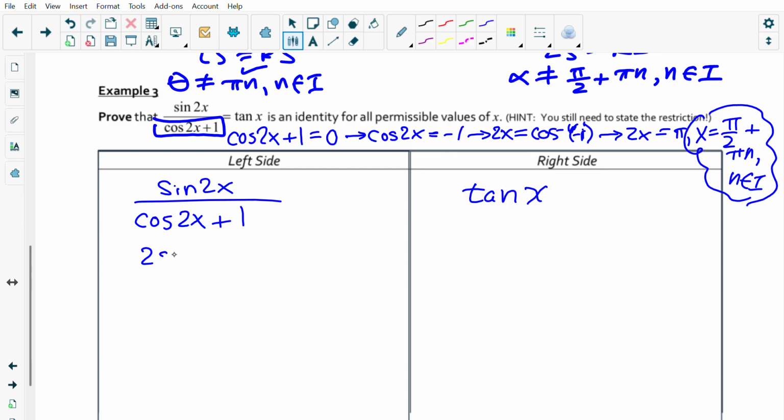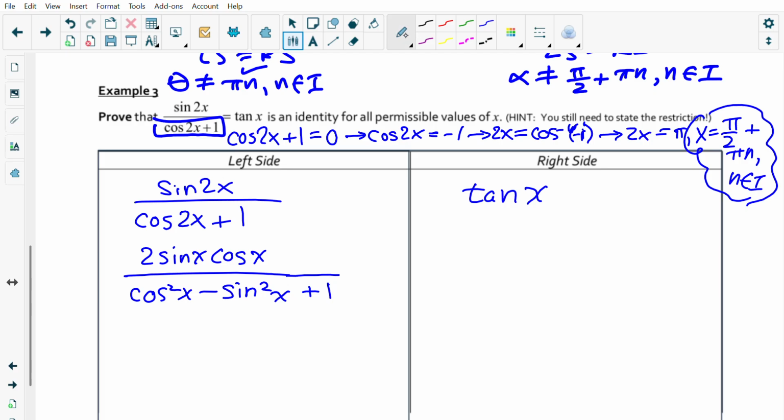I have a couple of double angle identities. So sine of 2x, I'm going to substitute 2 sine of x, cosine of x. And then cosine of 2x is cosine squared of x minus sine squared of x, and then plus 1. So let me highlight the identities we've used so far. So I have sine of 2x, 2 sine of x, cosine of x, and then cosine of 2x is this first part here, cosine squared of x minus sine squared of x. All right, let's see where that leads us.